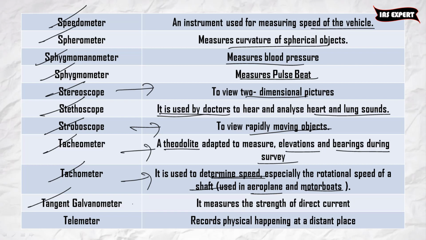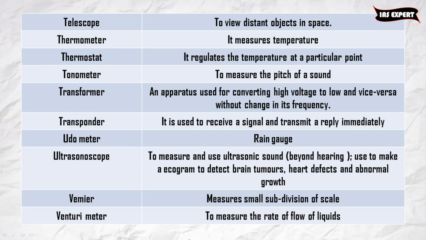Tangent galvanometer, the instrument which measures the strength of direct current. Telemeter, the instrument which records physical happening at distant places. Telescope, the instrument which is used to view distant objects in space. Thermometer, the instrument which measures temperature. Thermostat, it regulates temperature at particular point. Tonometer, the instrument to measure the pitch of a sound.